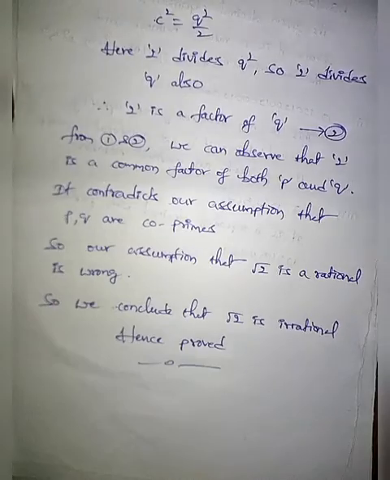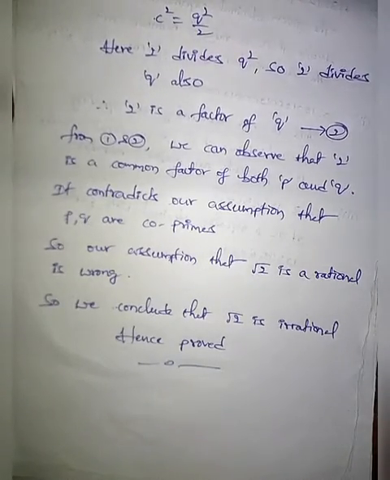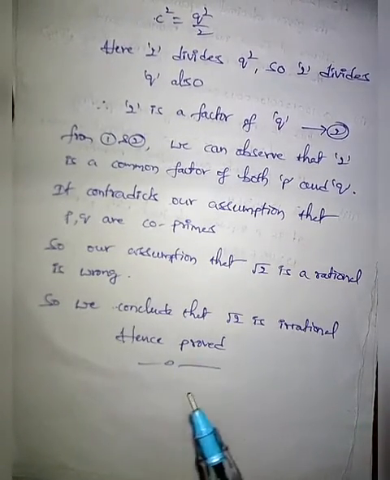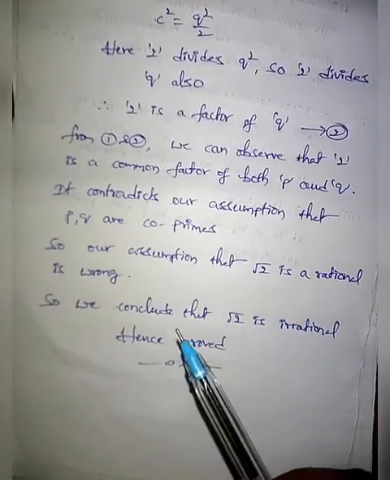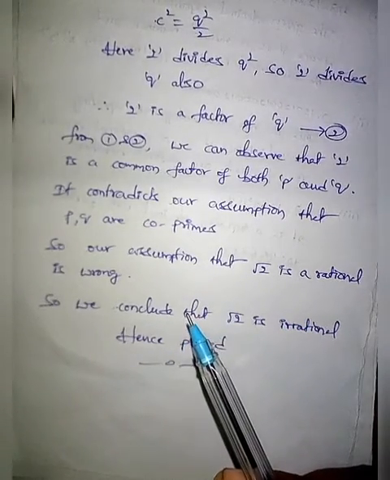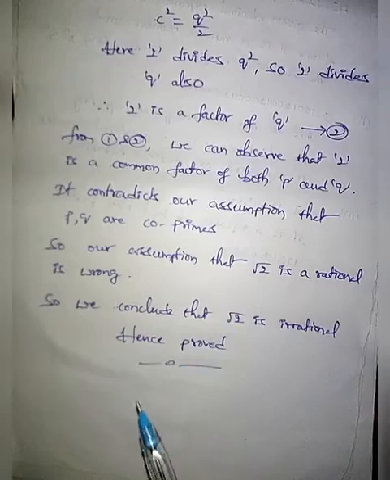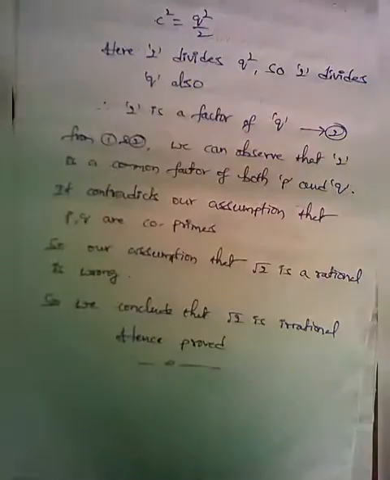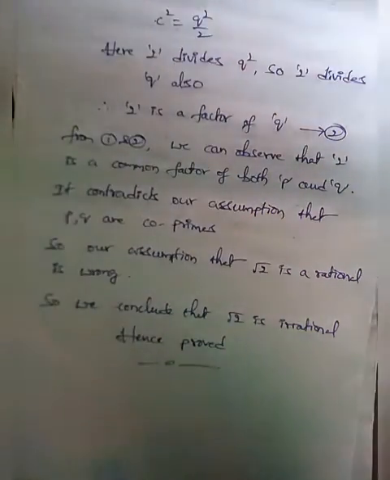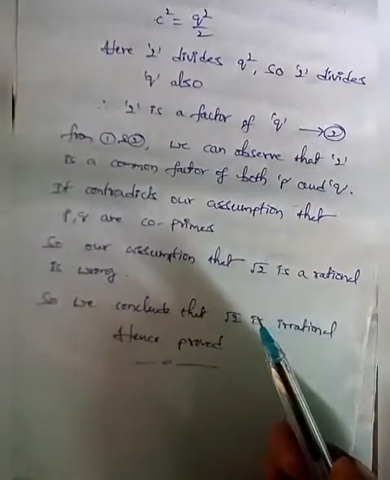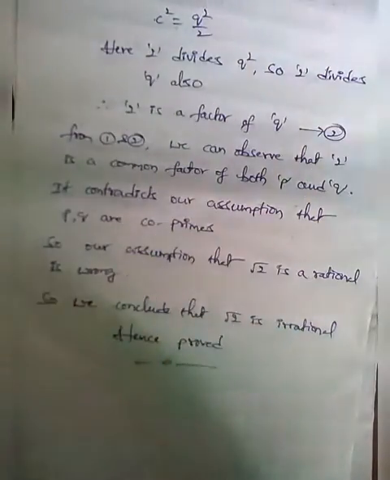So your homework: show that root 5 is irrational, root 7 is irrational, and root 11 is irrational. So do these problems, they use the same method.